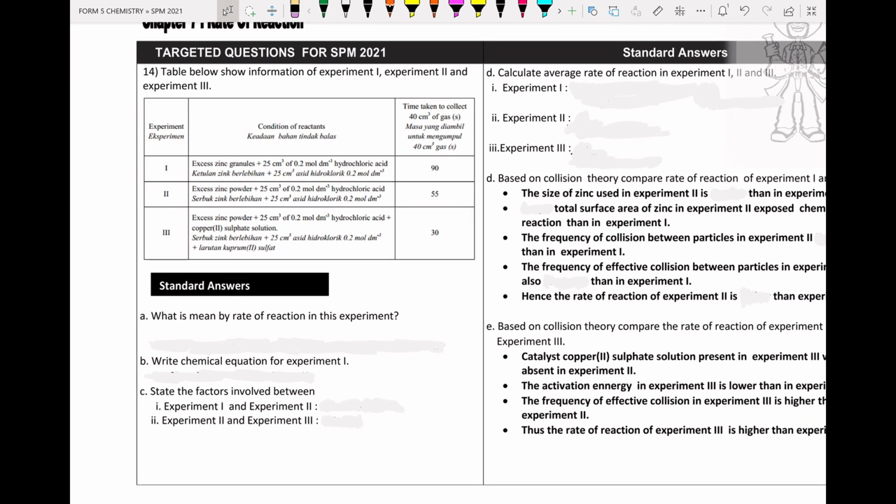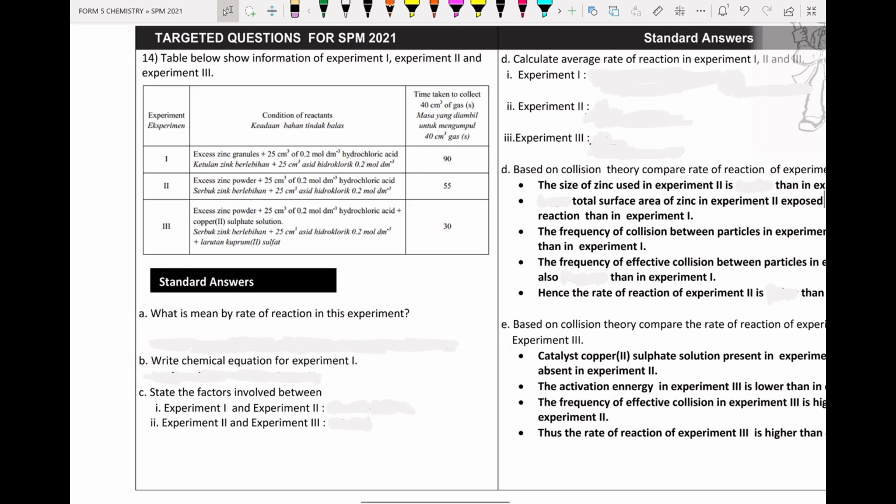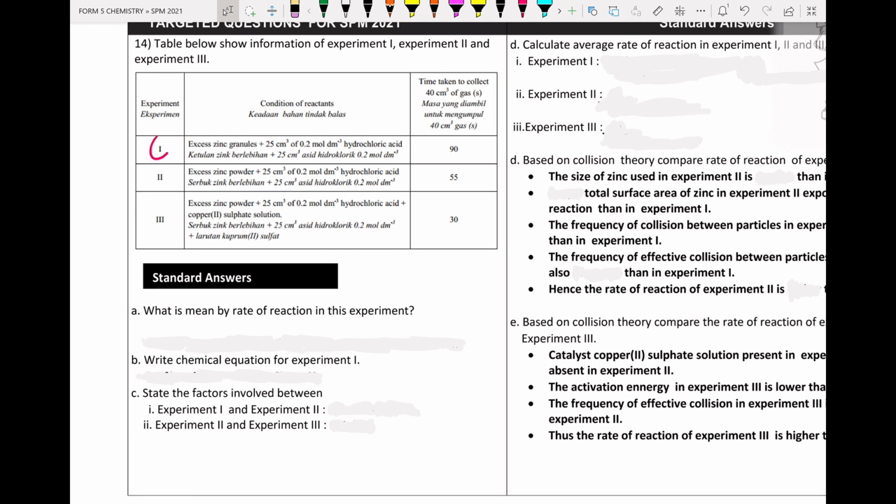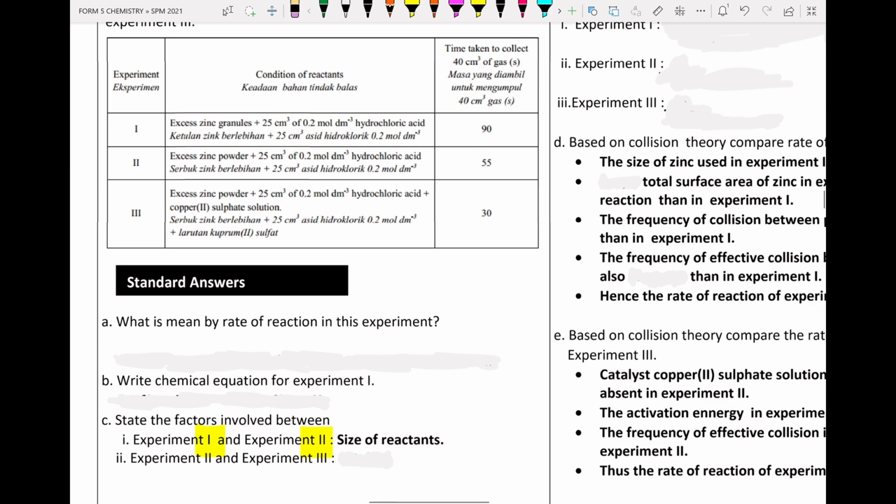Okay, this is something like an experiment. We have two factors in one question. If we check the first experiment and second experiment, here they use granule, here they use powder. So state the factor involved between experiment 1 and experiment 2. The factor is size of reactant, and we check the factor for experiment 2 and experiment 3.